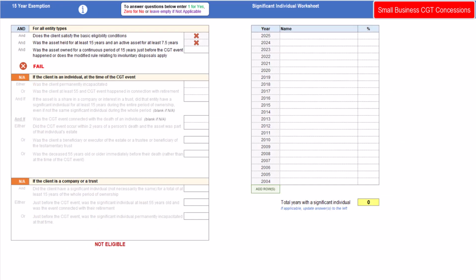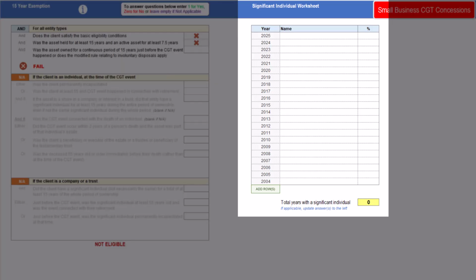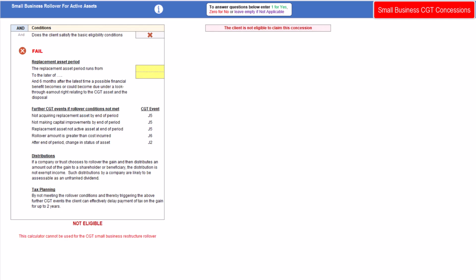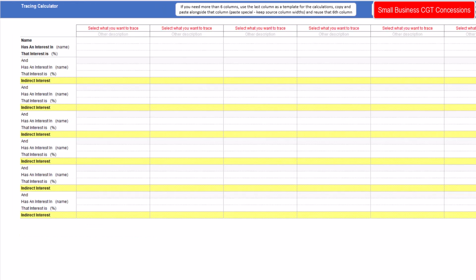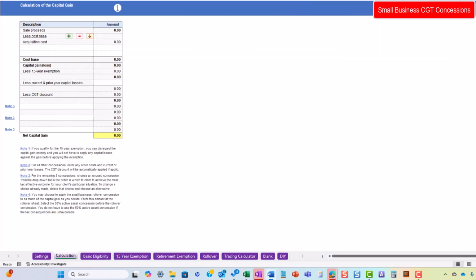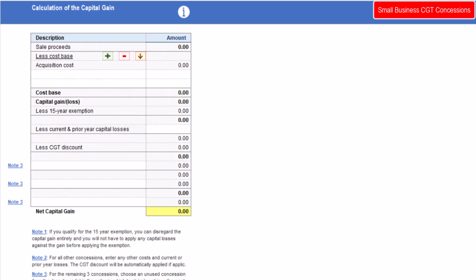Next, we go to the 15-year exemption sheet and answer those questions. This sheet will also allow you to calculate the total number of years with a significant individual. Then we go to the retirement exemption worksheet and answer those questions, and if applicable, view information at the rollover sheet. If you need to trace the indirect interest that a client has in any entity, use this handy tracing calculator. And finally, go to the calculation sheet, where you can make choices in the order of claiming concessions that will give you the most tax-effective outcome. The net capital gain will be calculated.